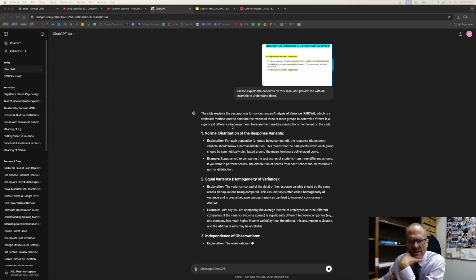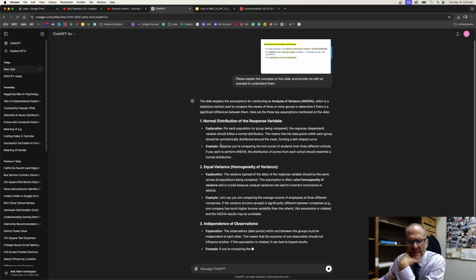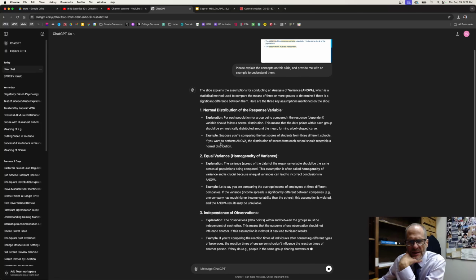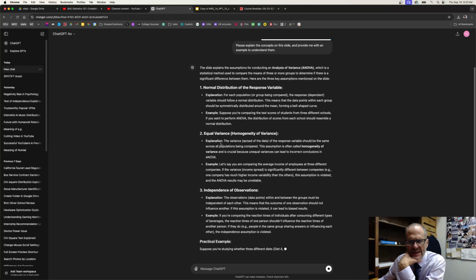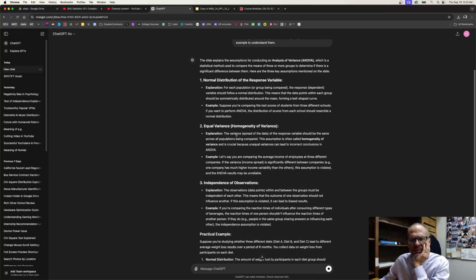Normal distribution of the response variable. Explanation: for each population or group being compared, the response dependent variable should follow a normal distribution. This means that the data points within each group should be symmetrically distributed around the mean, forming a bell-shaped curve. Example: suppose you're comparing the test scores of students from 3 different schools. If you want to perform ANOVA, the distribution of scores from each school should resemble a normal distribution.